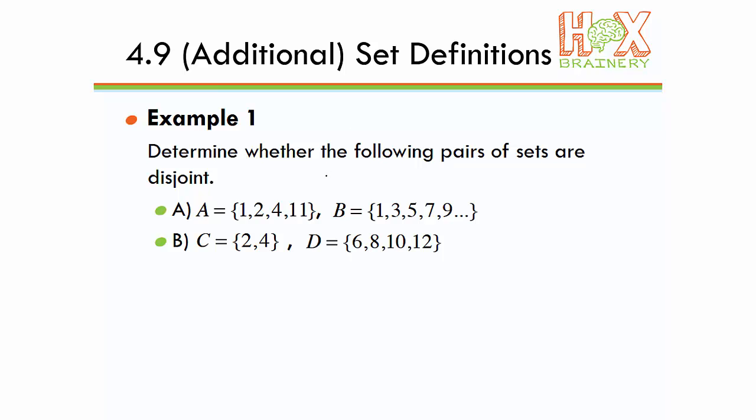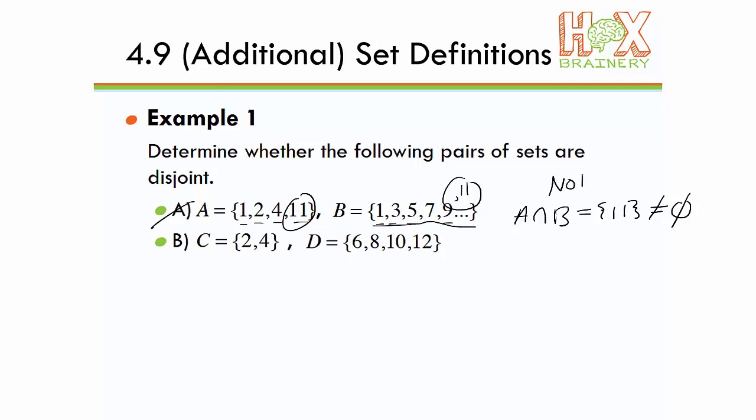Example 1. Determine whether the following pairs of sets are disjoint. For part A, set A is 1, 2, 4, 11, and set B includes elements 1, 3, 5, 7, 9. It looks like these are odd integers, so you can assume that the next element after 9 is 11, and so they do have something in common. So their intersection, A intersection B, is equal to the set containing the element 11, which is not the empty set. Since that's the case, sets A and B are not disjoint. There is some overlap there.